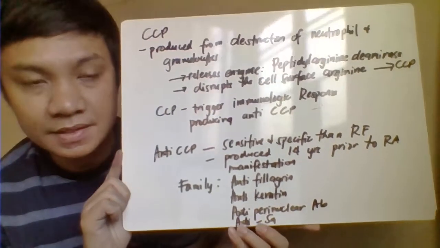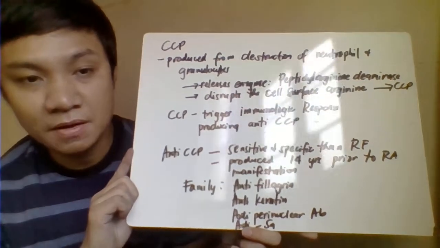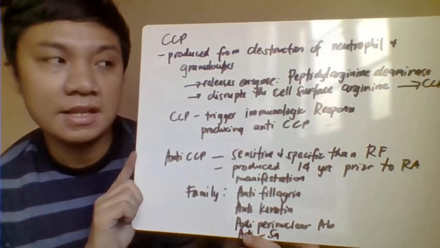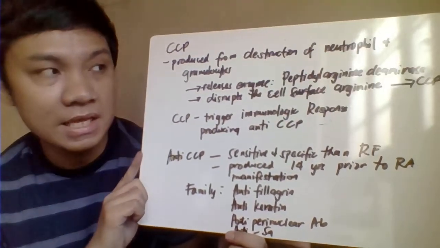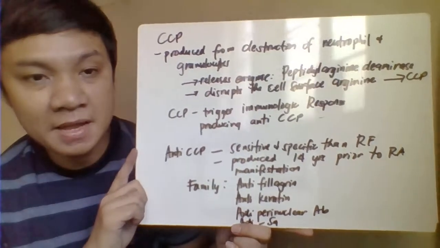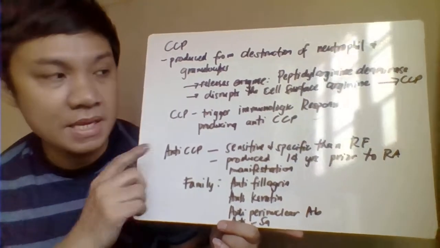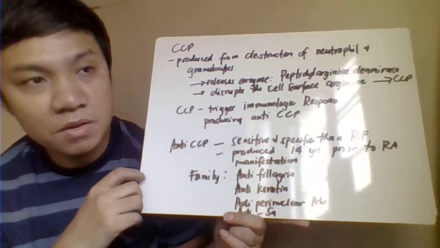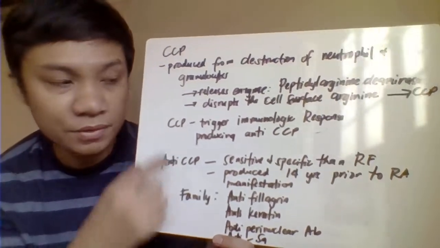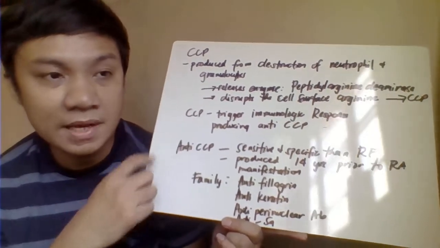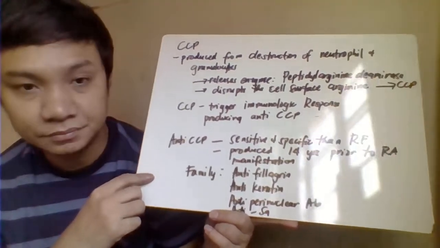Okay, the next one is the CCP, or cyclic citrullinated peptide. This is produced because of the destruction of granulocytes and leukocytes. Once they're destroyed, they produce the enzyme peptidyl arginine deaminase. This enzyme disrupts the arginine component of your cell membrane, eventually producing the CCP. The CCP is highly immunogenic, which triggers an immunologic reaction. Since it is highly immunogenic, your body produces the corresponding antibody in the form of anti-CCP antibody.